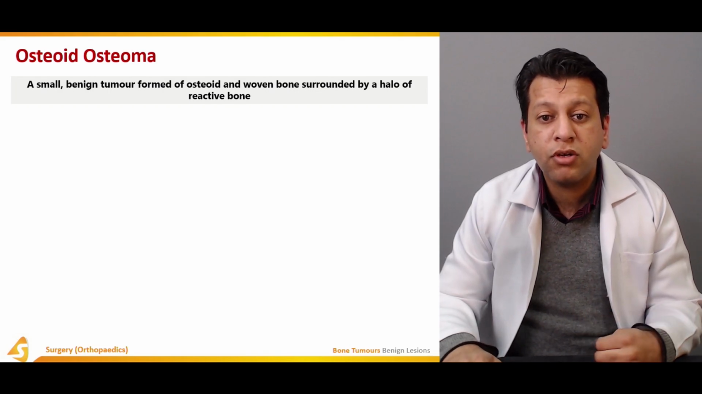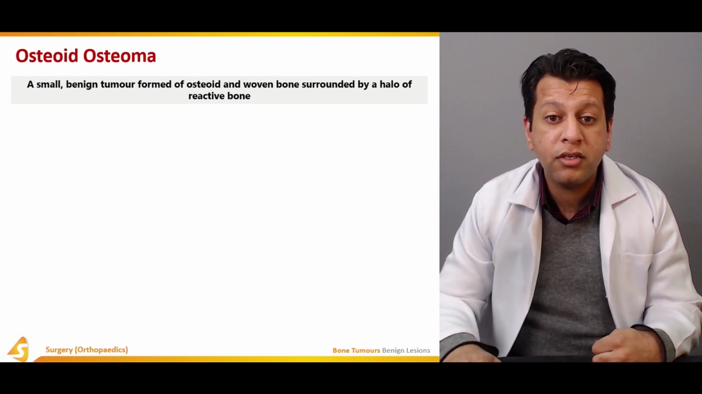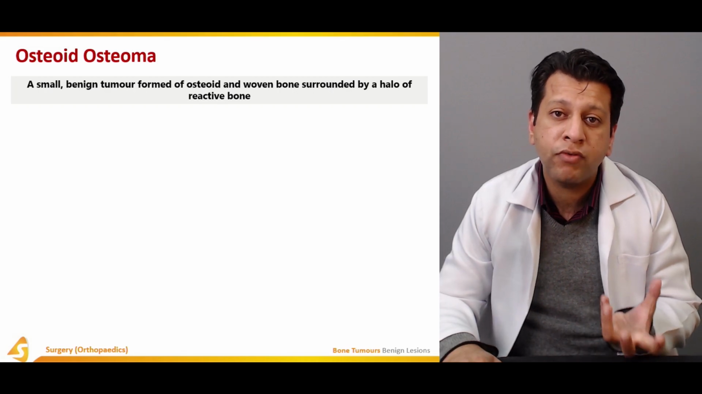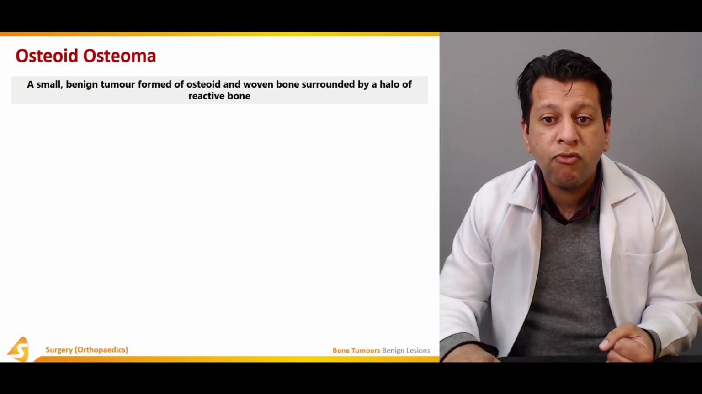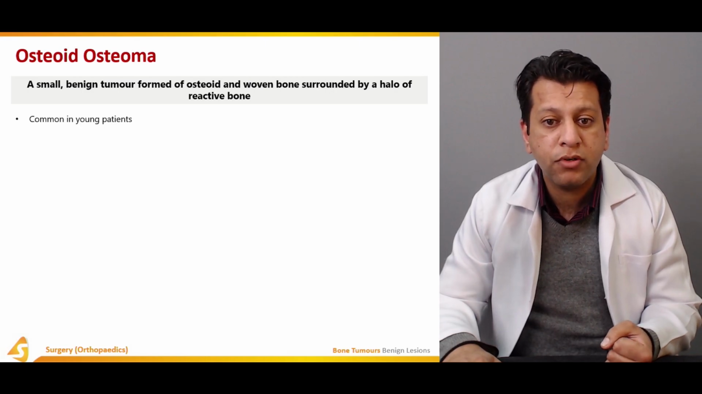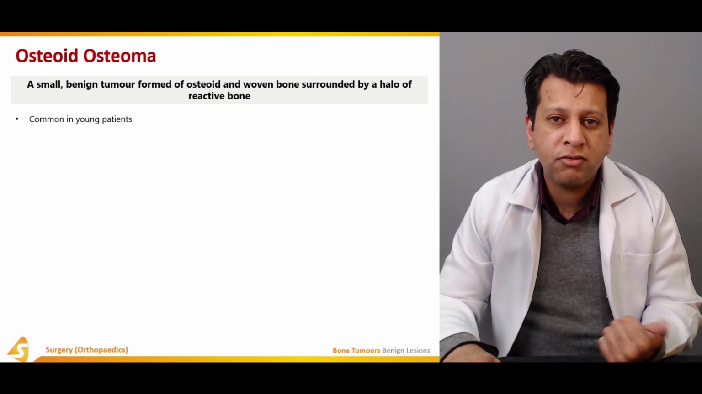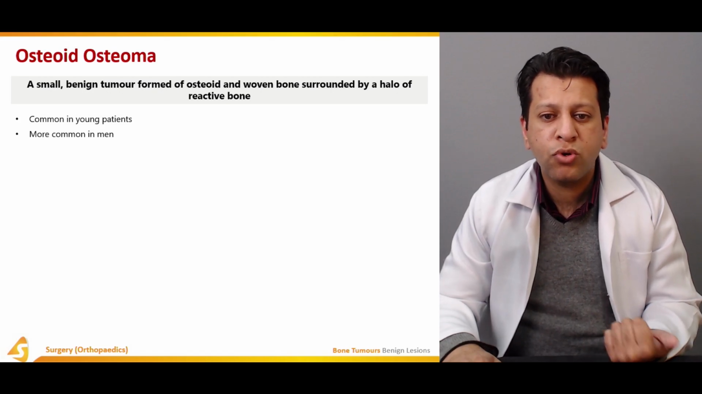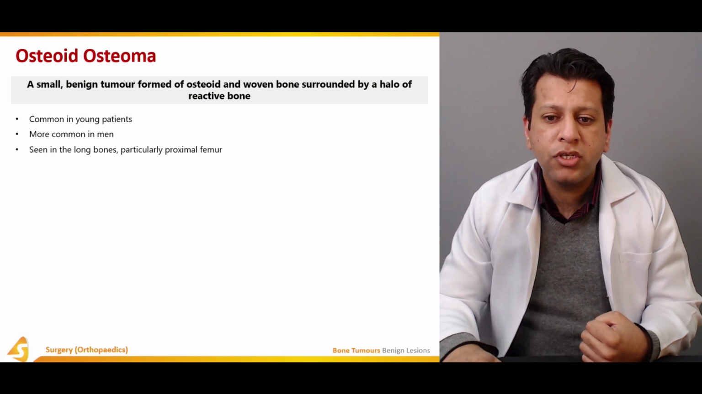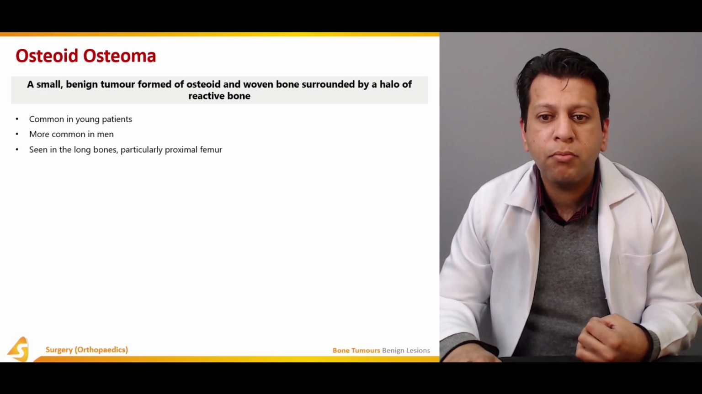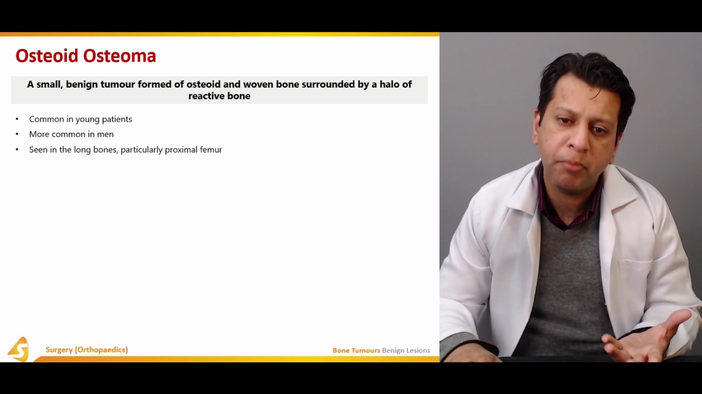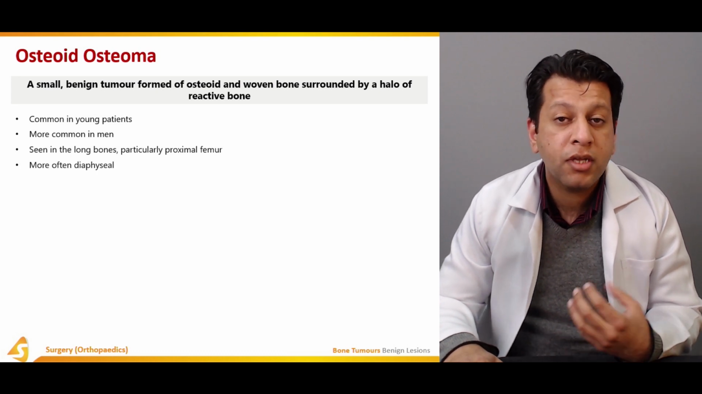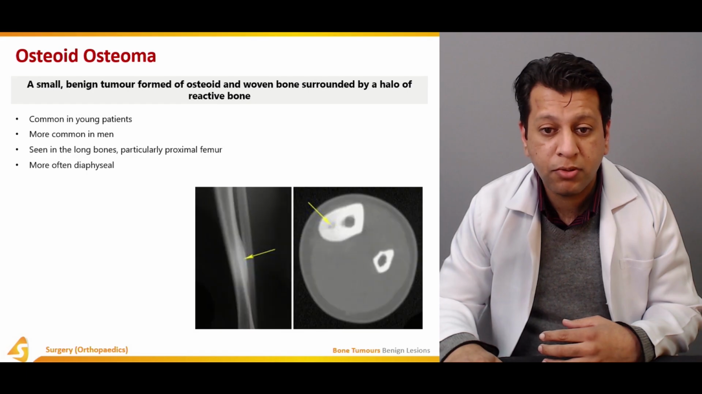Then the other two lesions. Osteoid osteoma is also a benign lesion, but as the name suggests, it contains osteoid matrix. It is a small benign tumor formed by osteoid and woven bone surrounded by a halo of reactive bone. It's common at 10 to 20 years of age, more common in males, usually seen in the long bones, particularly the proximal femur. Proximal femur is most common, with the metaphysis involved. Sometimes it can be diaphyseal as well.